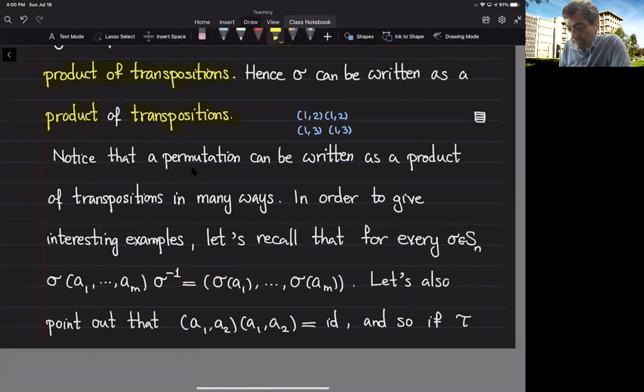We've seen how to conjugate a cycle. So if I want to understand the conjugate of the m-cycle given by the a sub i's, I want to conjugate this m-cycle by sigma. That means I want to compute sigma, the m-cycle, sigma inverse. We showed that this is indeed a new m-cycle.